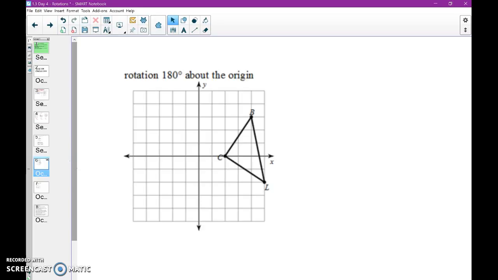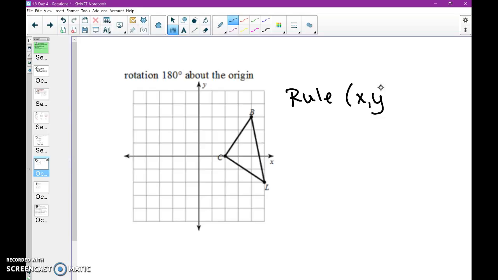Okay. So first of all, let's start with writing down the rules. I apologize if my voice is getting kind of cracky sounding. A little bit of a cold. So 180 is kind of a nice one. All you do is change the signs. You don't switch X or Y. You change both the signs and that's it.